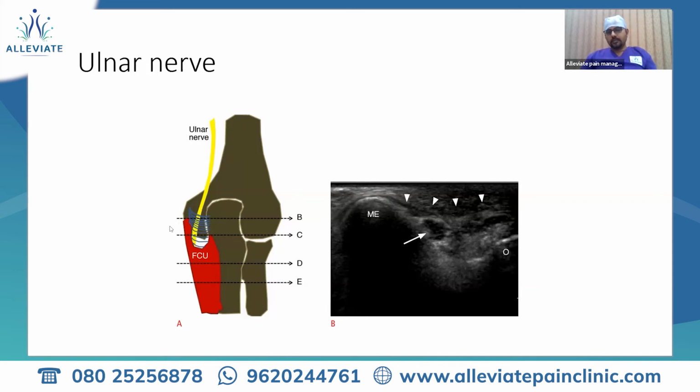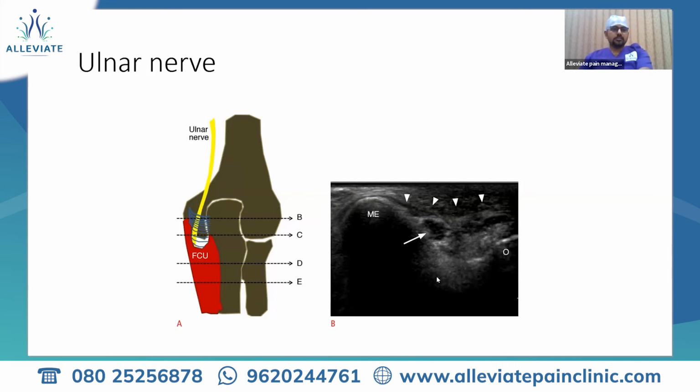So this is the cross section marked as B. You have the medial epicondyle, and that's called the dirty appearance of the ulnar nerve. Okay, so injections around here have to be very careful because it's an enclosed space and it can cause further compression, right? So it has to be very carefully done.